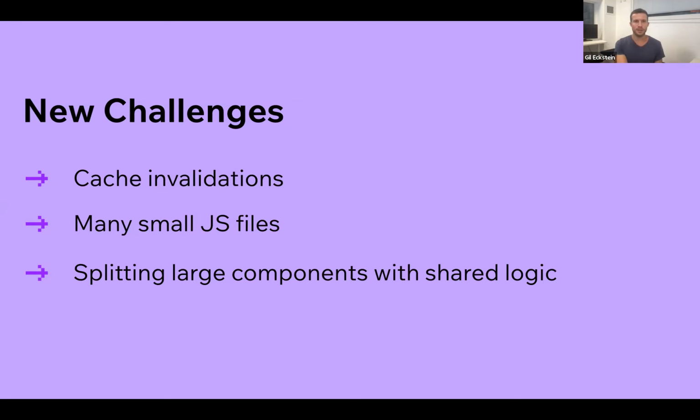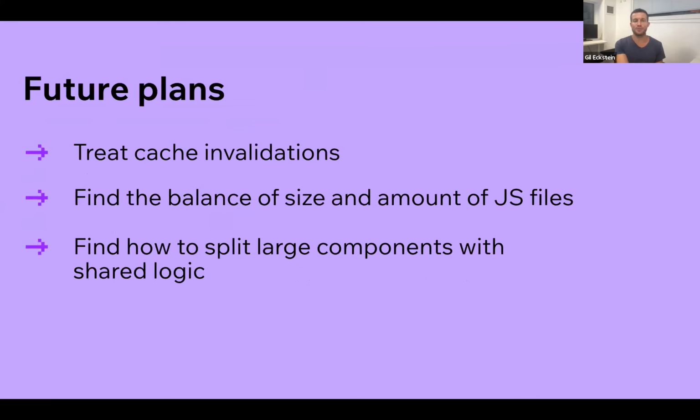And so I want to talk a little bit about the future plans that we have. One future plan is, like I said, to treat cache invalidations the right way. We are playing with a few ideas on how to best treat cache invalidations automatically. But in most cases, it would be just to make sure that we are not caching data that is invalidated very frequently. Maybe it's better just to move it to the client side.